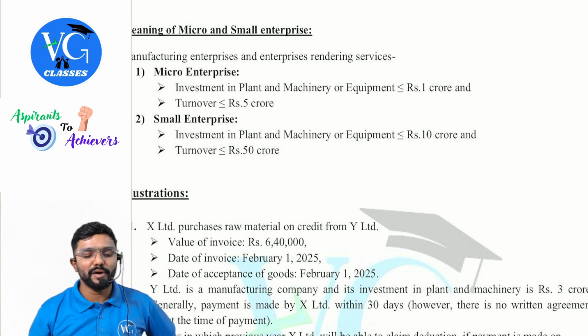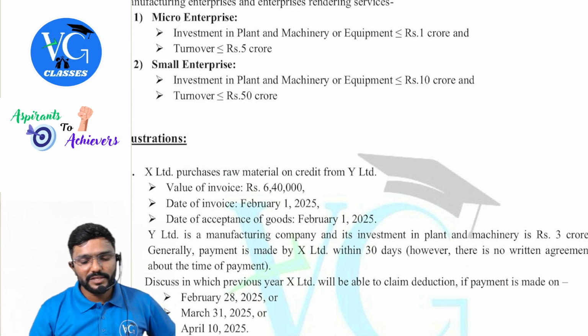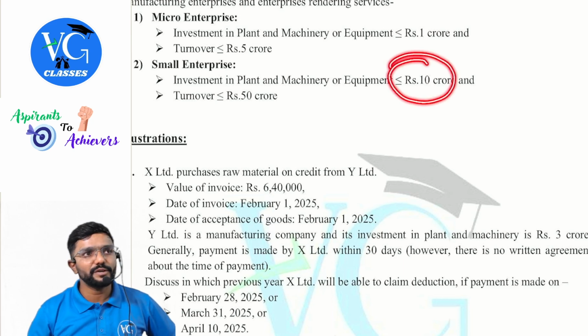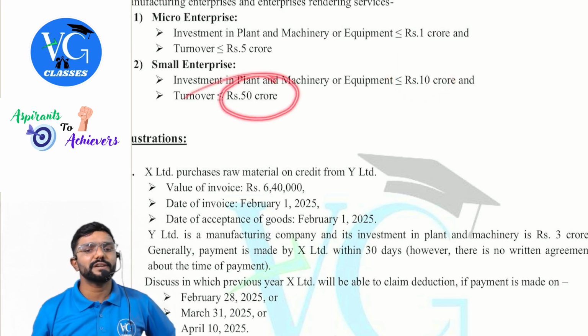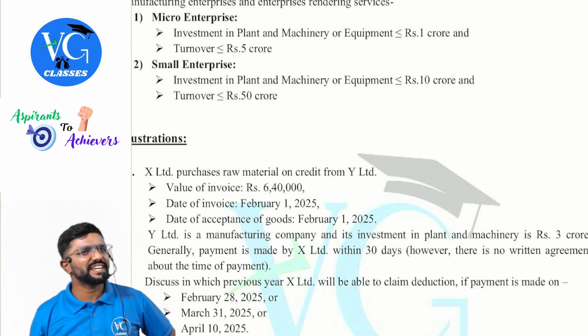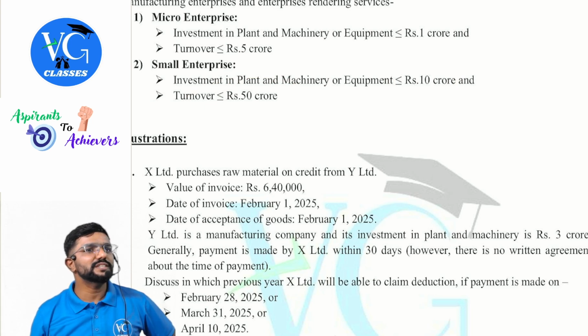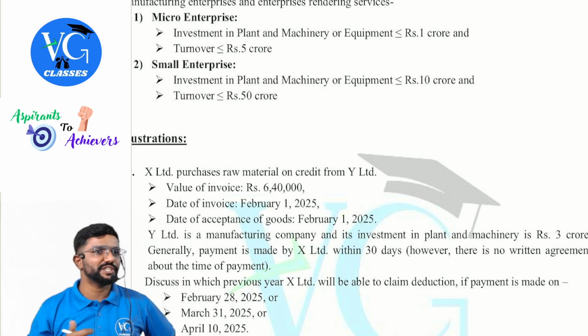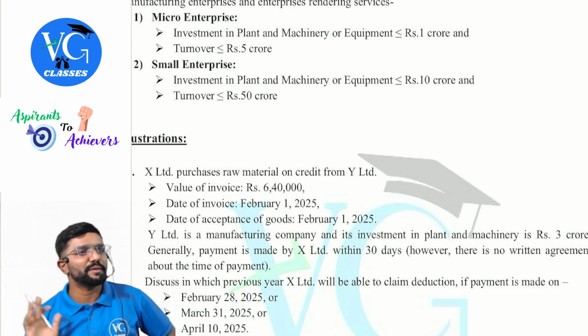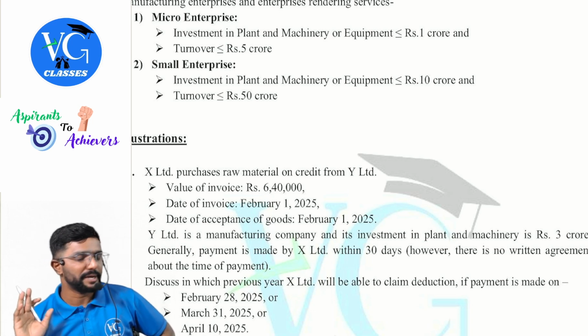Then who is considered a small enterprise? Their investment in plant and machinery is less than or equal to 10 crore and their turnover is less than or equal to 50 crore. Ten times extra, that's all; ten times extra, you will go to the next category. Sir, what about medium enterprise? Don't worry about that. For income tax, it is not important.